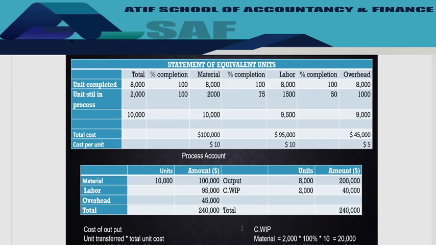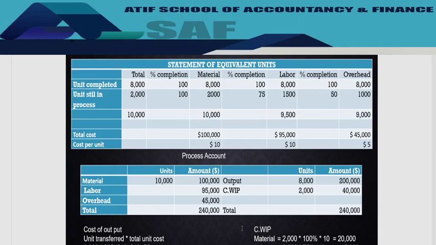8,000 units which are completed are 100% completed with respect to material as well as labor as well as overhead. While still in process units have different degrees of completion, so these 2,000 still in process units would be multiplied by their respective stage of completion and then recorded for calculation of equivalent units. In case of material, these are 100% completed, so the 2,000 units multiplied by 100% are recorded as 2,000 equivalent units, and the material total equivalent units would be 10,000. Material cost incurred is $1 lakh, so the cost per unit would be $10 per unit.